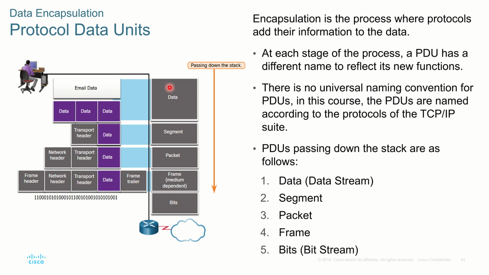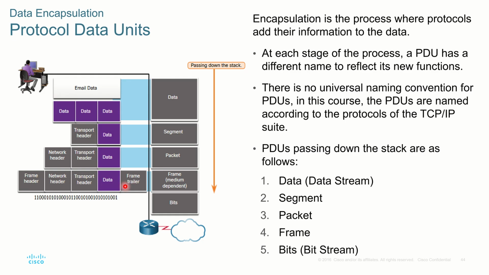For example, to the data we add a transport header, and in the transport layer we no longer call the PDU data, we call it a segment. Then when the segment passes down the stack to the network layer, a new header is added. Now the PDU is no longer called a segment, we call it a packet. Then when the packet is passed down to the lowest layer, the network access layer, a new frame header is added, and we no longer call the protocol data unit a packet, we call it a frame.